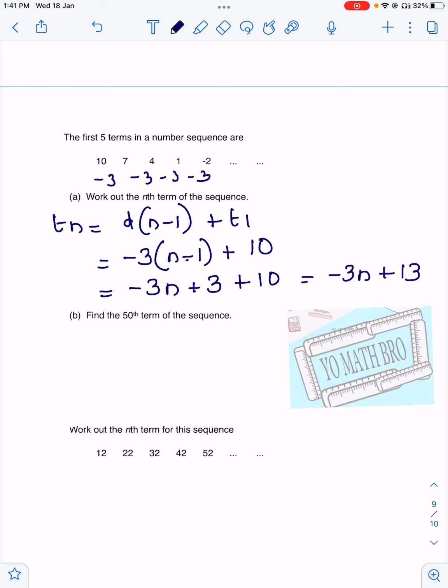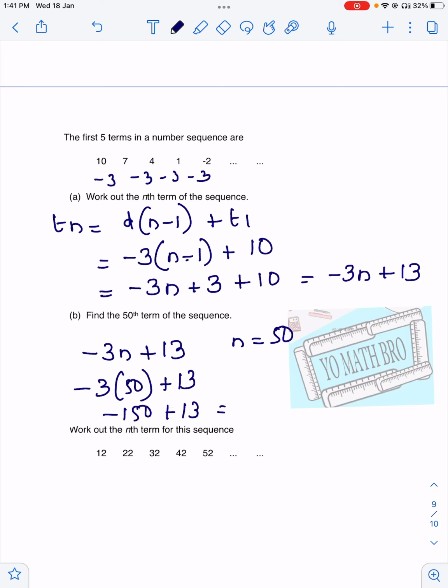And I want to find the 50th term. So first write down the formula. Substitute n is equal to 50. Minus 150 plus 13. I get minus 137.